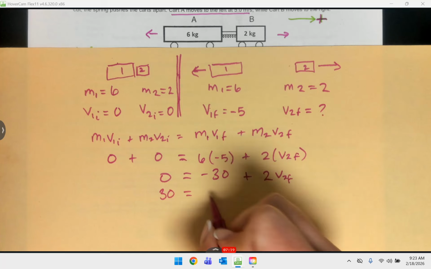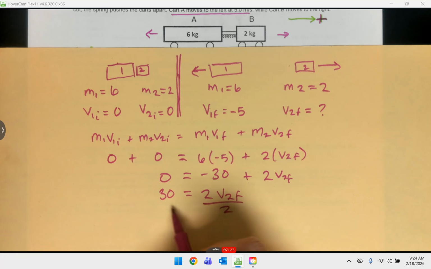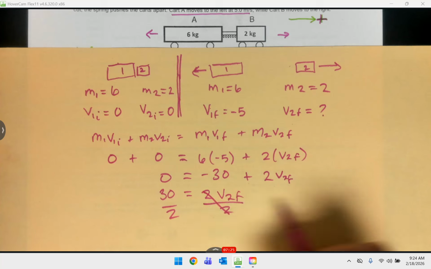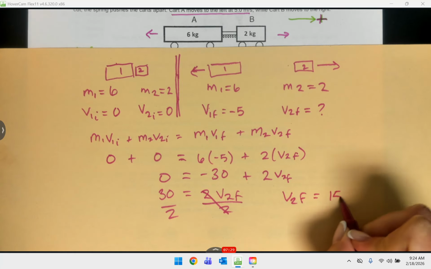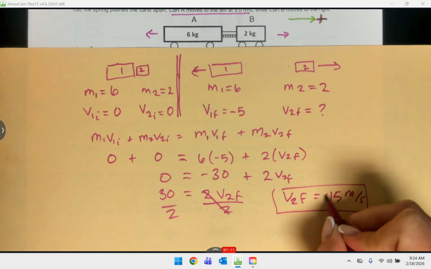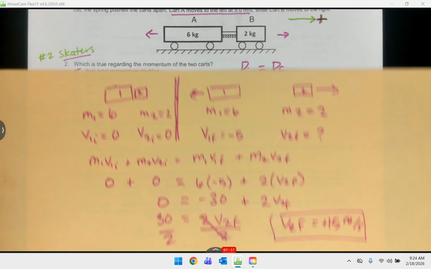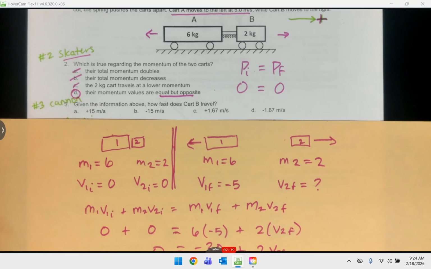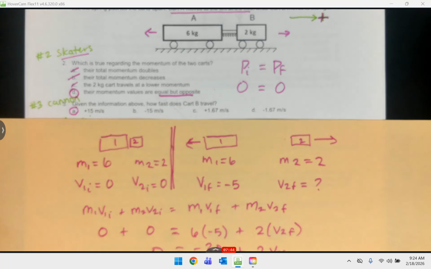30 equals 2 times V2F. Divide both sides by 2. And we have that V2F is equal to 15 meters per second, specifically positive 15, since it is going in the rightward direction. So the answer to number 3, therefore, should be answer choice A.